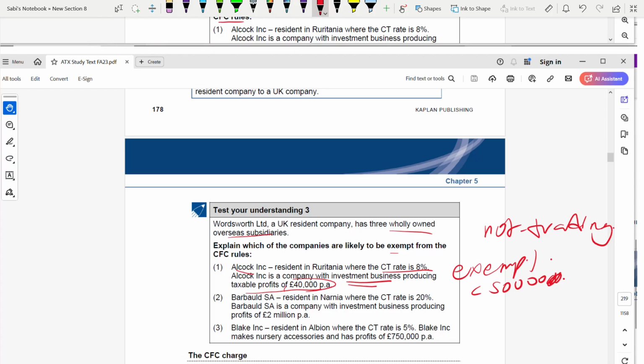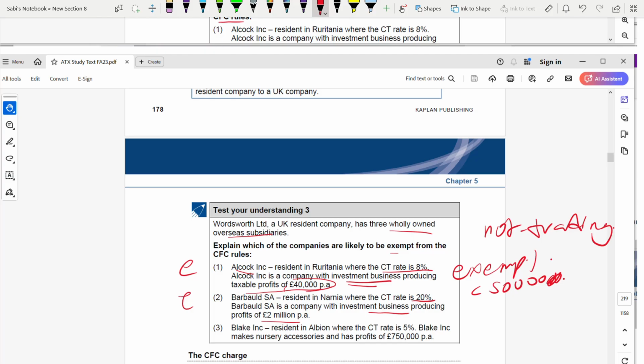Next, Barbout, resident in another country, corporation tax is 20. Again investment, profit of 2 million. Tell me, they also will be exempt. Exempt. Even this is exempt. This is also exempt. Why are they exempt? The reason is different for this.